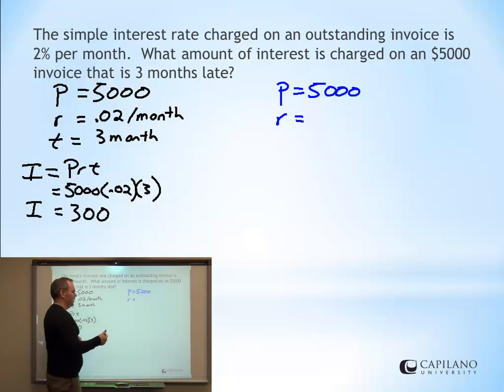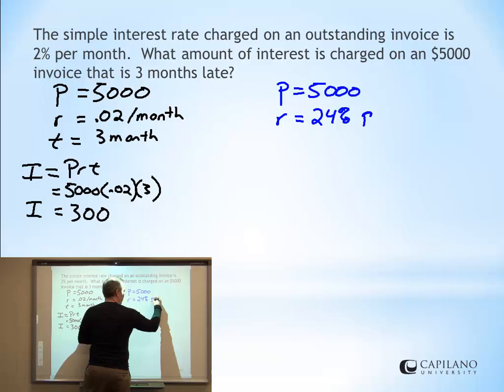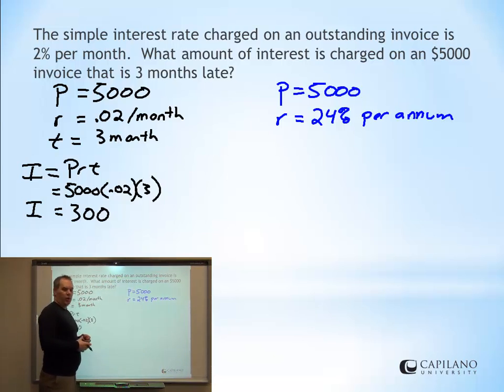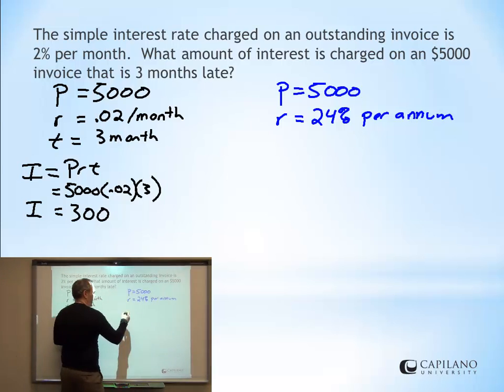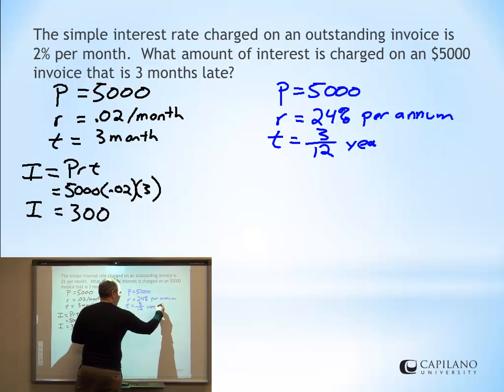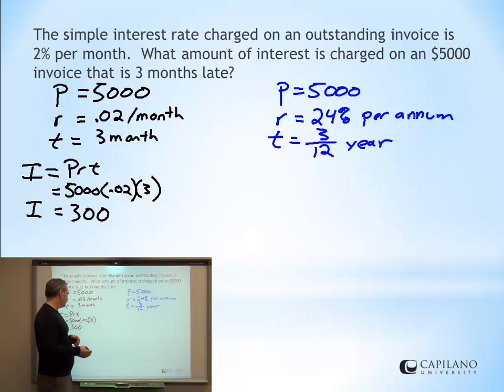times 12, this is going to be 24% per annum, per year. And then our T is going to be 3/12 of a year. 3 months compared to 12 months in a year.